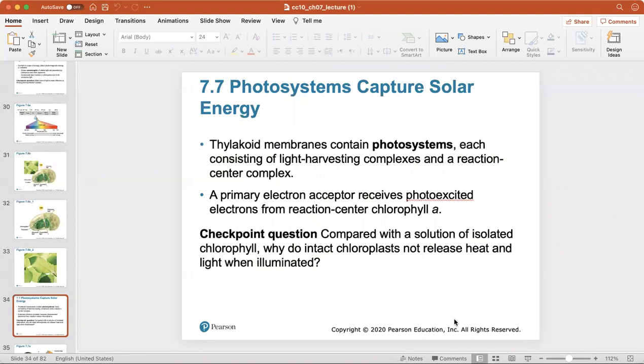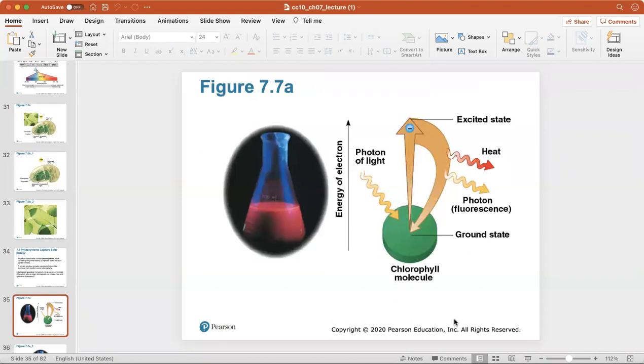The thylakoid membranes contain photosystems, each consisting of a light harvesting complex and a reaction center complex. A primary electron acceptor will receive photoexcited electrons from the reaction center chlorophyll. And that is shown here. So electrons are received into the chlorophyll molecule.